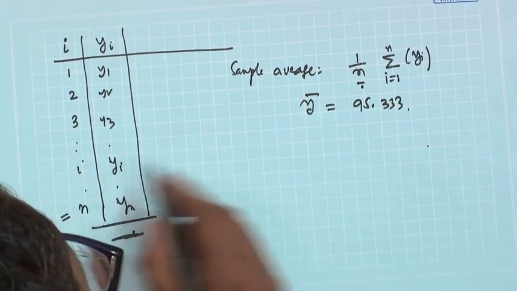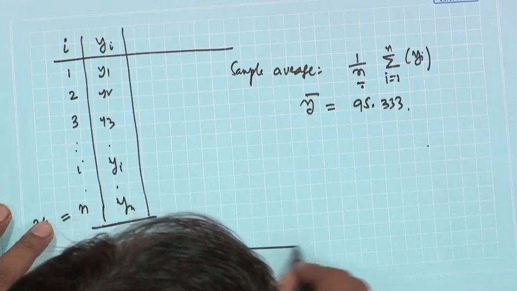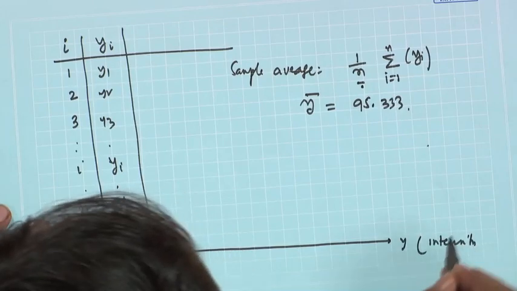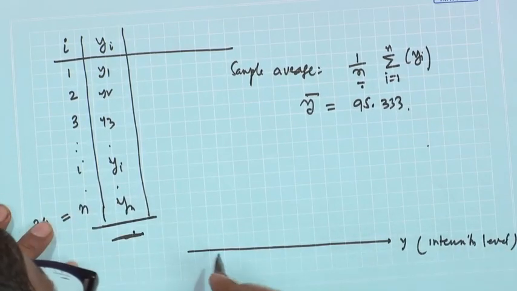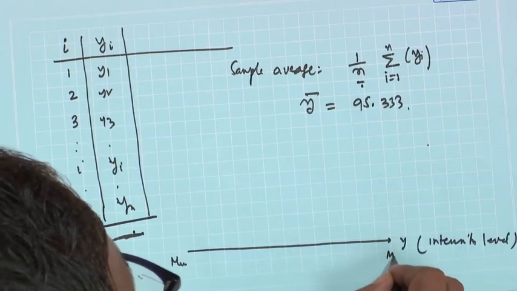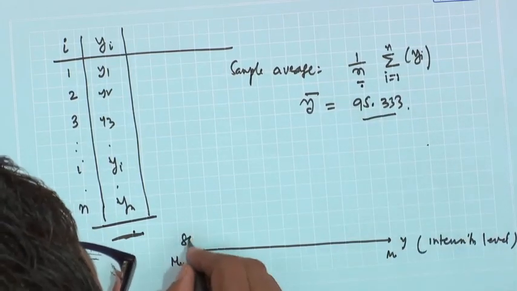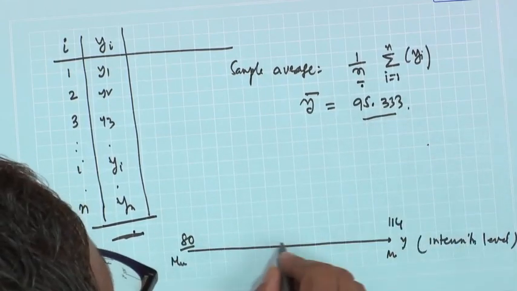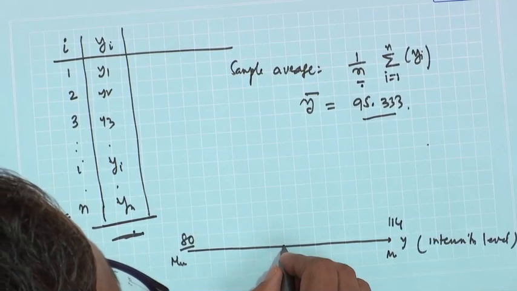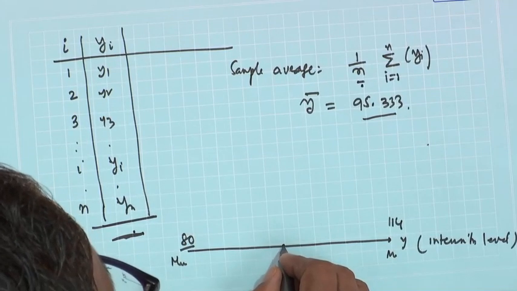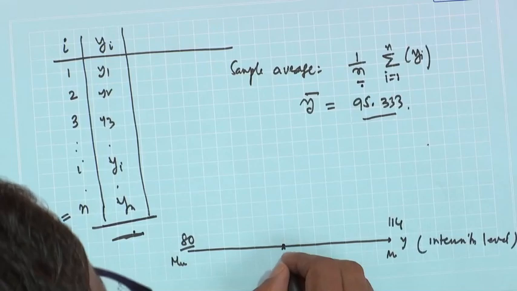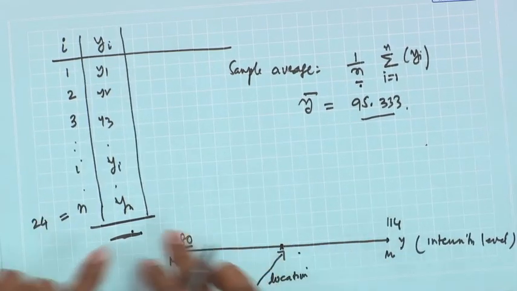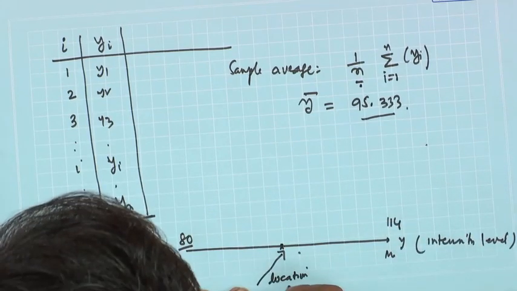So, what does it mean? We say that if we plot, suppose this is my y, which is the intensity level, and this is the minimum value, and this may be the maximum value. Then the minimum value for this example is 80, maximum value 104. So, the average 95.33 will be somewhere here. This represents the location on the data stream. So, that is the average.